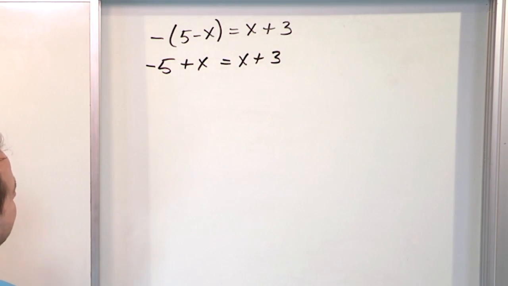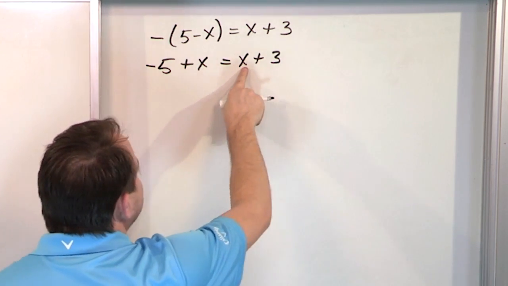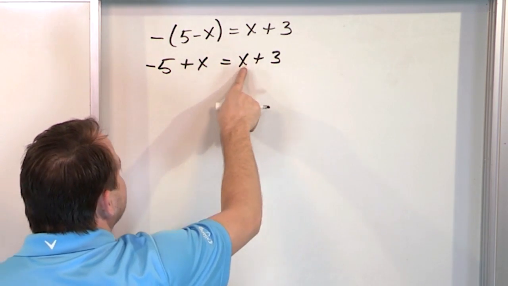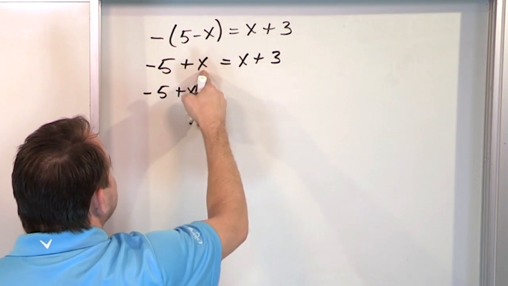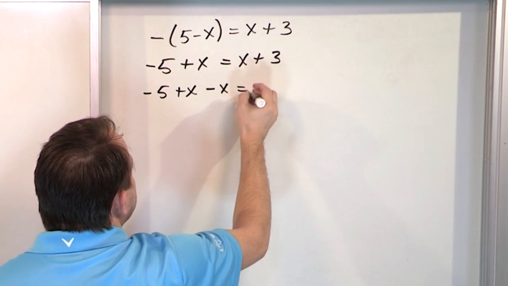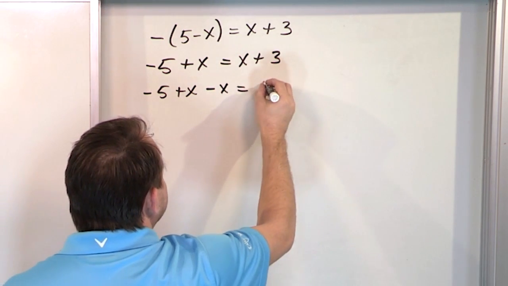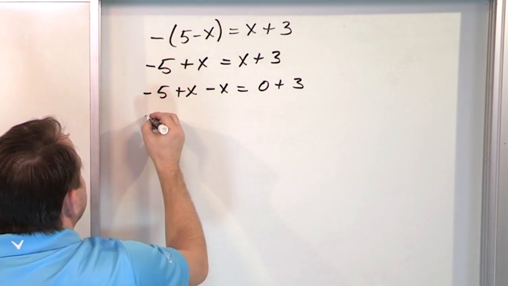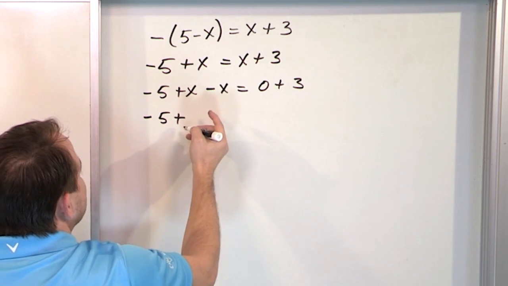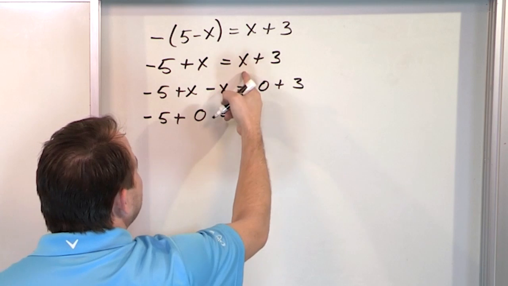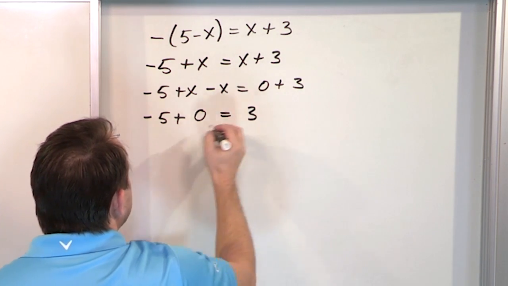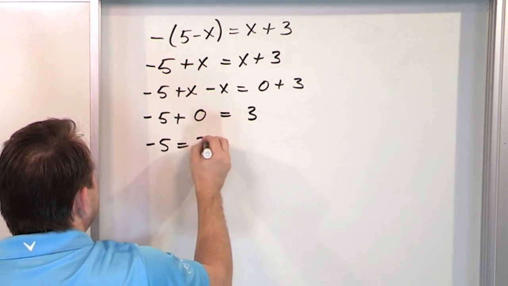But now I have something really interesting, actually. Let's get the x's together. So how do we do that? We move it by subtracting x. So I have negative 5 plus x. Then we're going to subtract this x, so we'll make it negative x equals, we're going to subtract the x here, making it 0 plus 3. So what you end up with is negative 5 plus, well, wait a minute. You have x minus x. This gives you 0. And then we already got the 0 here, so we had the 3. So what we have is negative 5 equals 3.